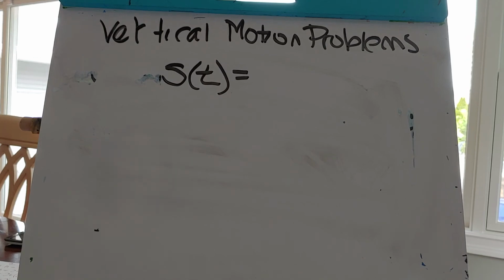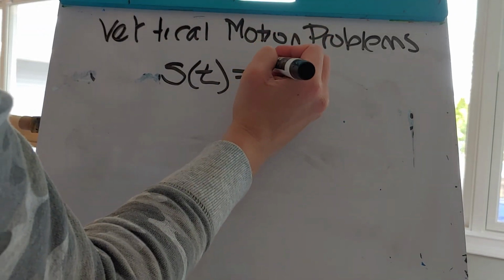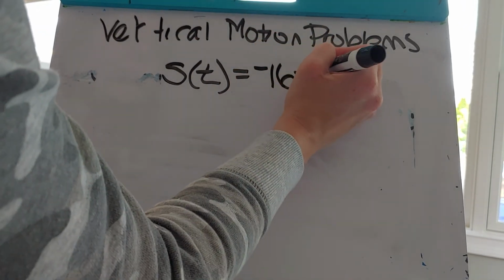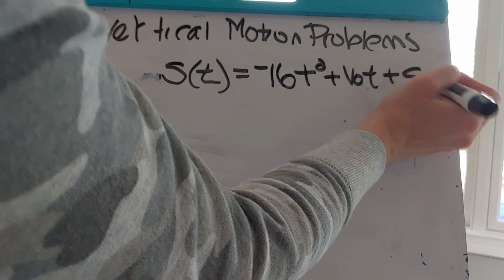All right, so we're going to review vertical motion problems. I'm going to show you how you can use integration to solve these vertical motion problems. So if you remember from a few units back, we were always discussing some position function. And the position function always started out something like this: negative 16 t squared plus initial velocity times t plus starting position.